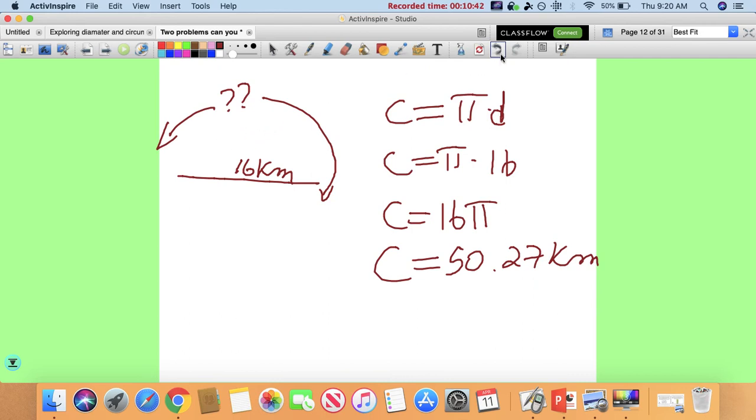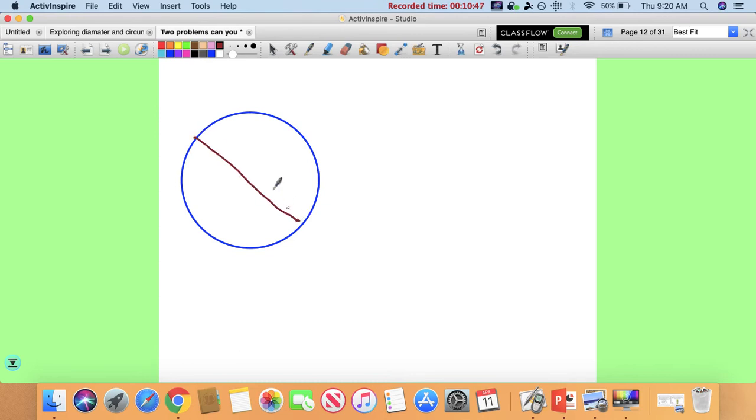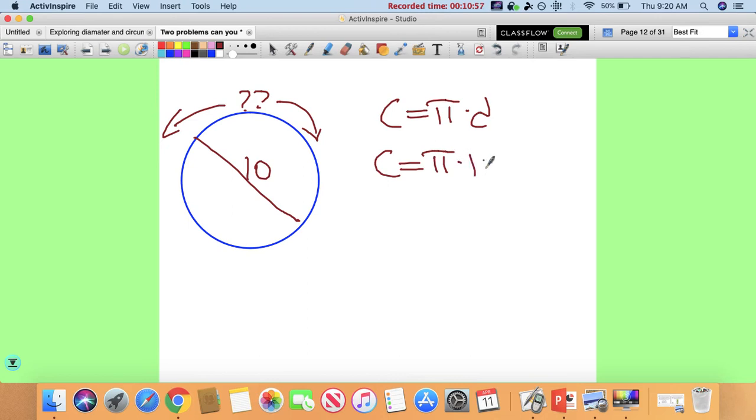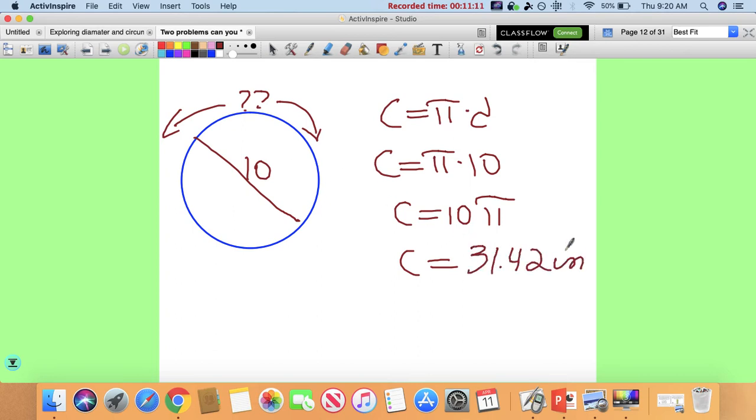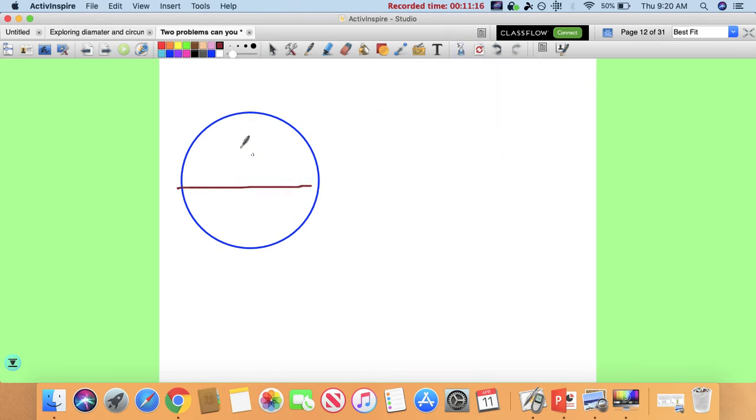19. In 19 we have again a diameter. This is 10. So we need to find the circumference. C equals pi times d. C equals pi times 10. C equals 10 pi. And numerically, 10 times pi is 31.42. What's the unit here? Inches. Rounded to the nearest hundredth.